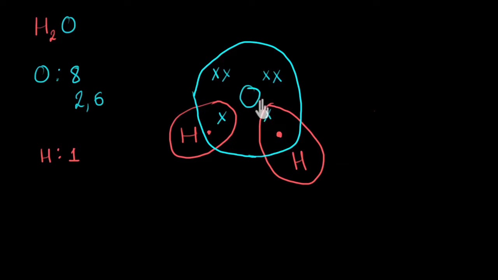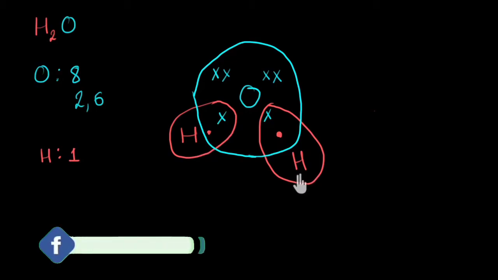So its octet is complete and it's stable, it's happy. So this is how a stable molecule of water exists in nature, by sharing of electrons. It shares one electron with one hydrogen atom.